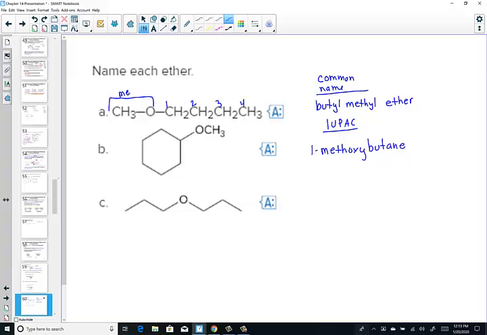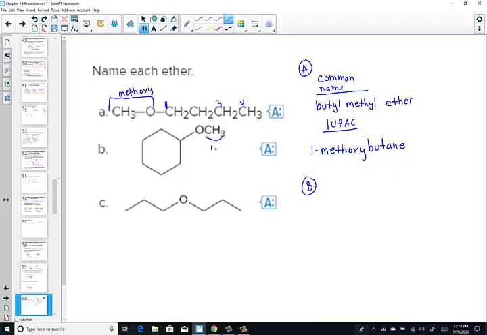So you hear that as methoxy. I'm going to let you know that it's off of carbon 1 because it could have been coming off of carbon 2 as well. There is such a thing as 2-methoxybutane. So 1-methoxybutane is its IUPAC name, a nice common name as butyl methyl ether, alphabetized. And that was A. Let's examine B.